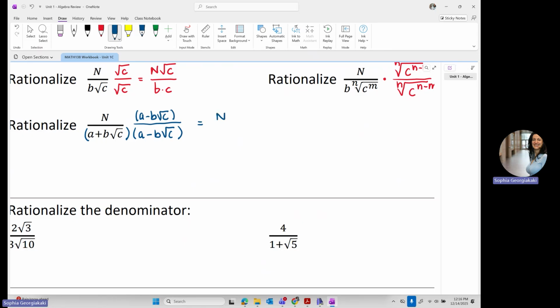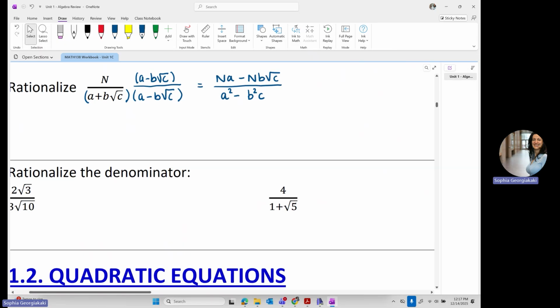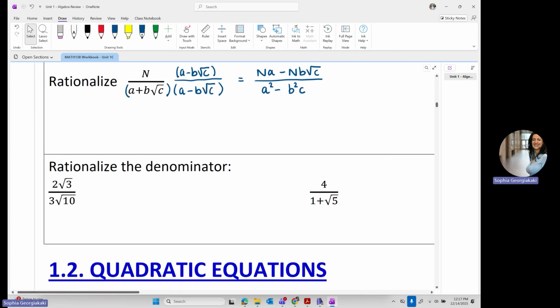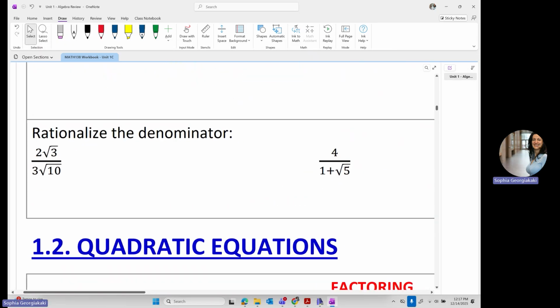So in the numerator, you're going to distribute. And in the denominator, you want to apply the difference of squares or distribute. To get the difference of squares, it will be a squared minus b square root of c times b square root of c. That will be b times b and square root of c times square root of c. So the expression in the denominator will be a rational number. So let's practice this with our two examples.